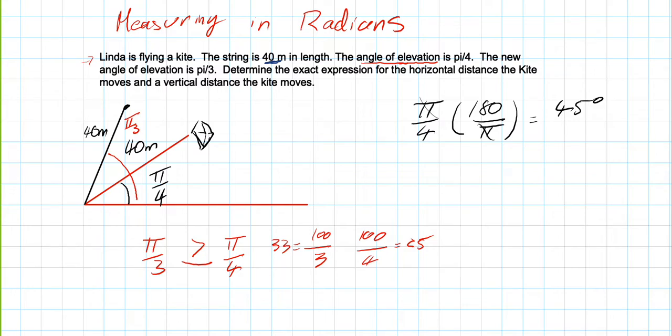Okay, so we've kind of drawn this. Determine an exact expression for the horizontal distance of the kite. So I gotta make... Can I make dotted lines? Nah, it doesn't look like it. I'll use the color green. So I've made a right angle triangle. I'm going to make another right angle triangle here. Okay, so we have two right angle triangles.